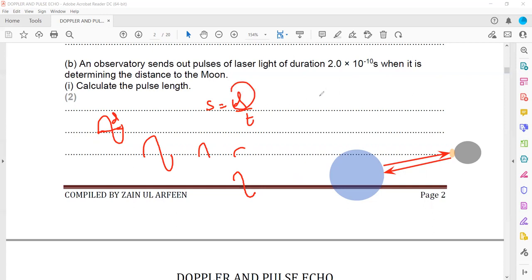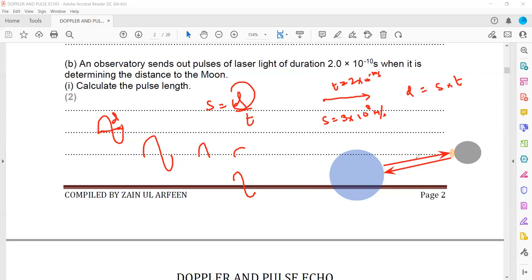And how do we know the length of a pulse? If we know the time, for example, the length is found from the time it took to move from one position to another, which is 2 × 10^-10 seconds. And the speed of the pulse is already known because we are using laser light, a light wave which has a speed of 3 × 10^8. So the distance traveled by the pulse, known as the length of the pulse, equals speed multiplied by time.